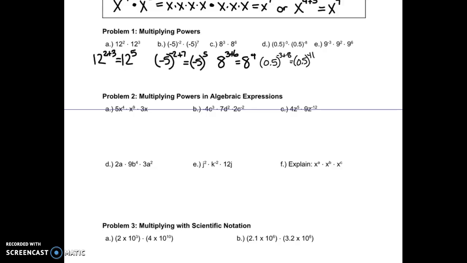And E, we're going to do the same thing. It's got 3 of them. We're going to keep our base of 9, and then we're going to add our exponents. So negative 3 plus 2 plus 6. Negative 3 plus 2 is negative 1. Negative 1 plus 6 is 5. So 9 to the 5th is our answer.